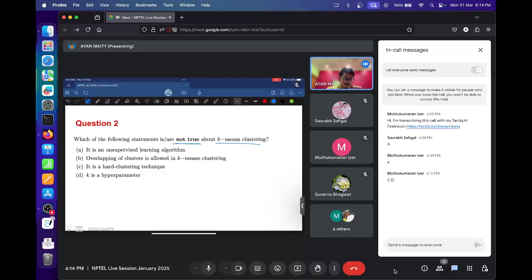Muthukumaran Iyer says option C and D. C is hard clustering and D is k is a hyperparameter. Okay. Sweta Lakshmi says option C. Okay. Any other options?